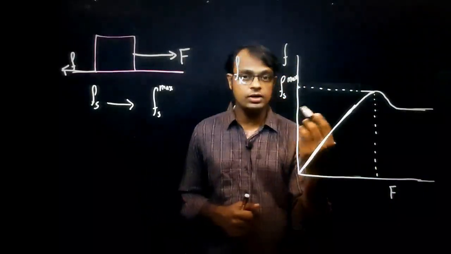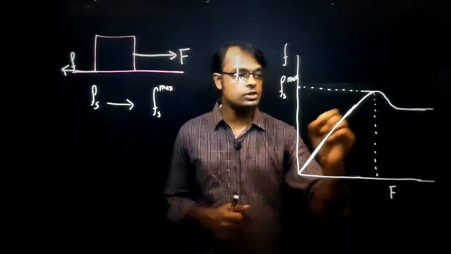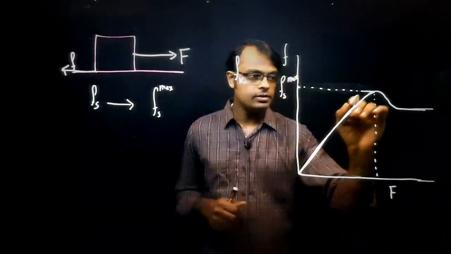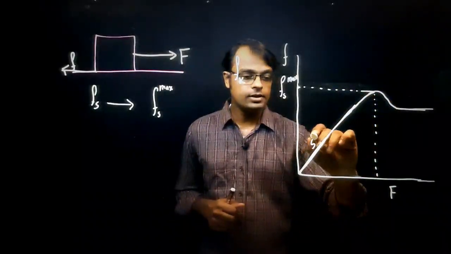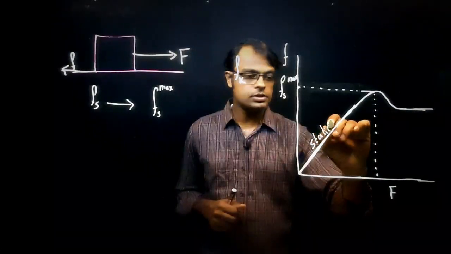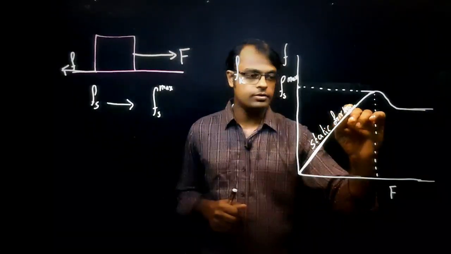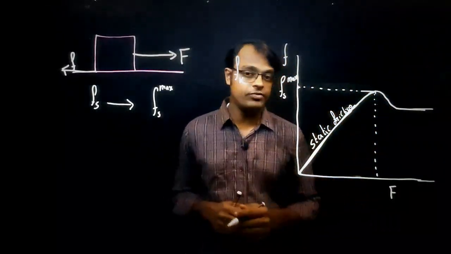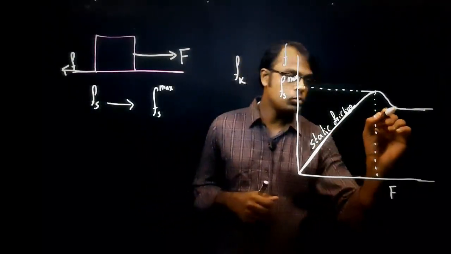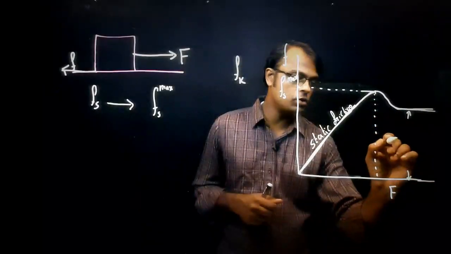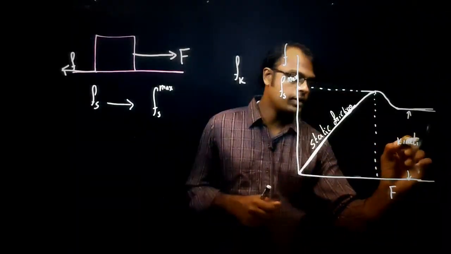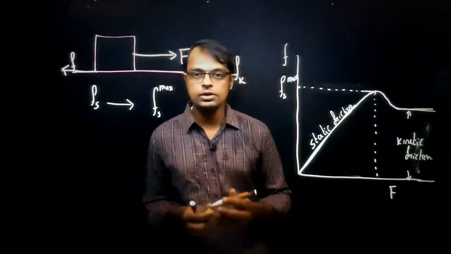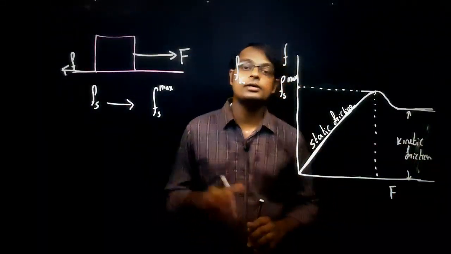But here there are two types of friction coming. One is static friction and the other is called kinetic friction. So in this graph, the almost straight line portion represents static friction. And at this maximum point, Fs max, that is called limiting friction. And this other almost straight line portion is the area of kinetic friction. So we have now discussed static friction and kinetic friction.